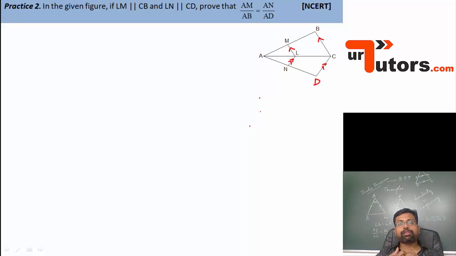This is a direct application of the basic proportionality theorem. I can see two triangles, and I'll make use of the two triangles and also the basic proportionality theorem to arrive at the result that we are looking at. Okay, so that's a hint, and try to solve it out.